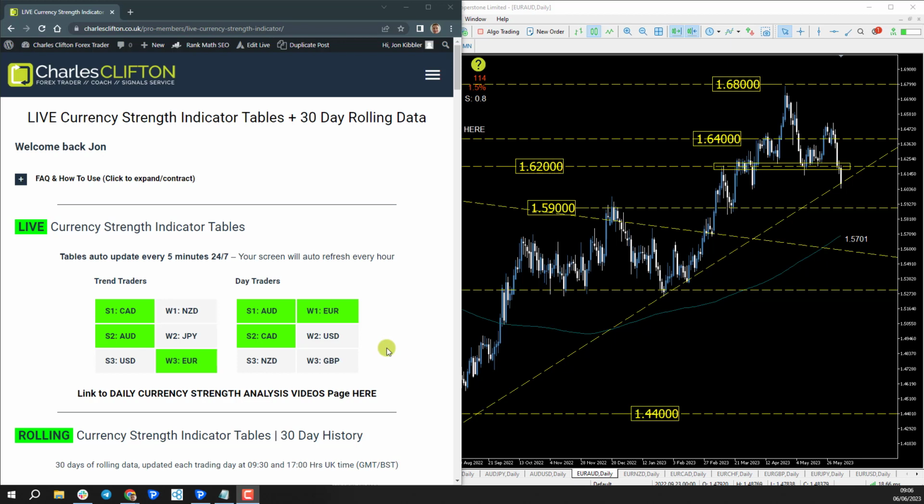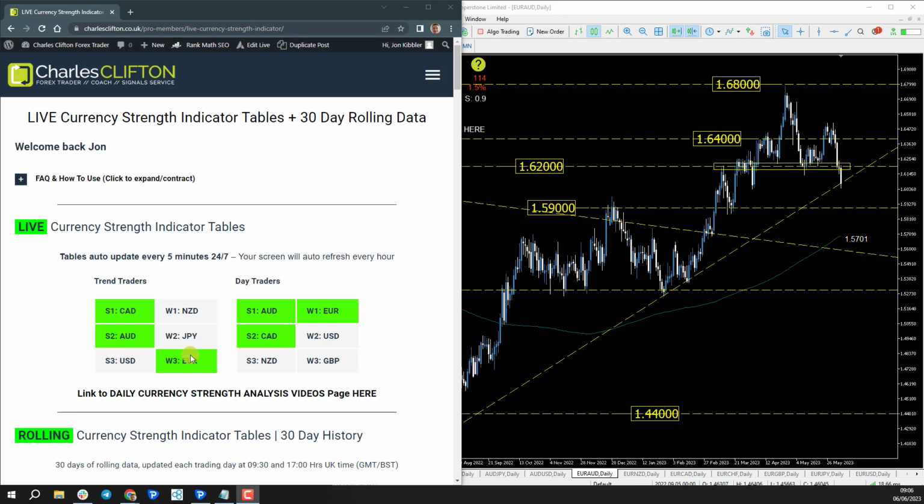We actually pointed this out for CAD. CAD has a rate statement coming up as well, Bank of Canada, tomorrow, and they're expected to leave rates at 4.5%, but there's been some really strong data out of Canada as well, so I wouldn't be surprised if we had another jump there as well.